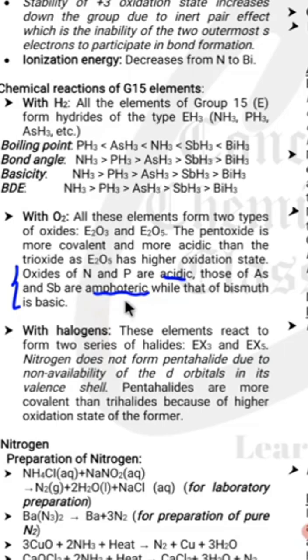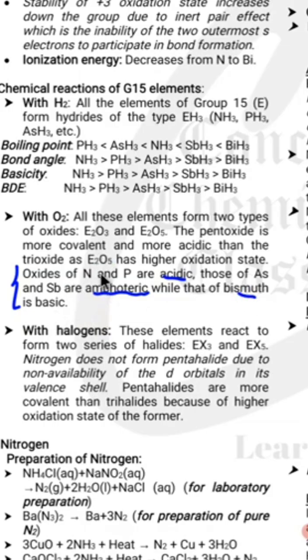Amphoteric is that property of elements or of compounds which can show both acidic as well as basic character, or you can say which can react with both acid as well as base. And the oxides of bismuth are basic in nature.